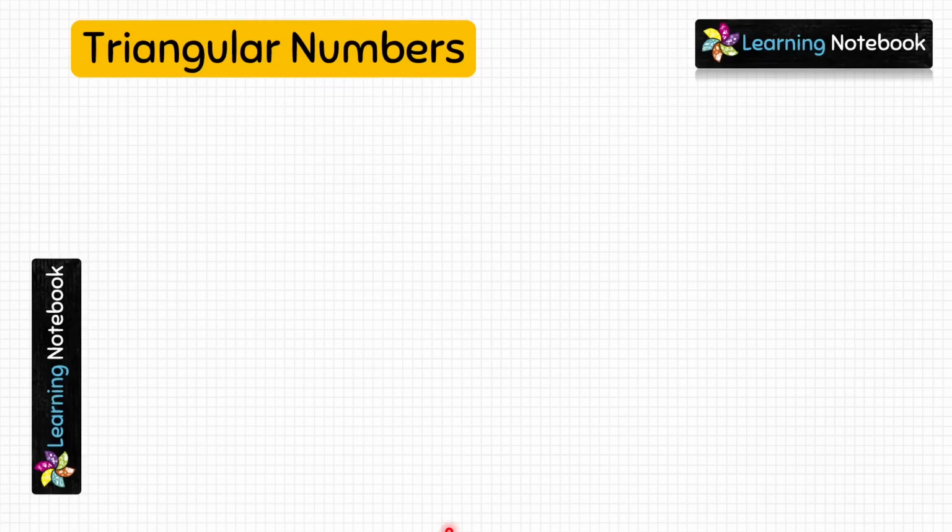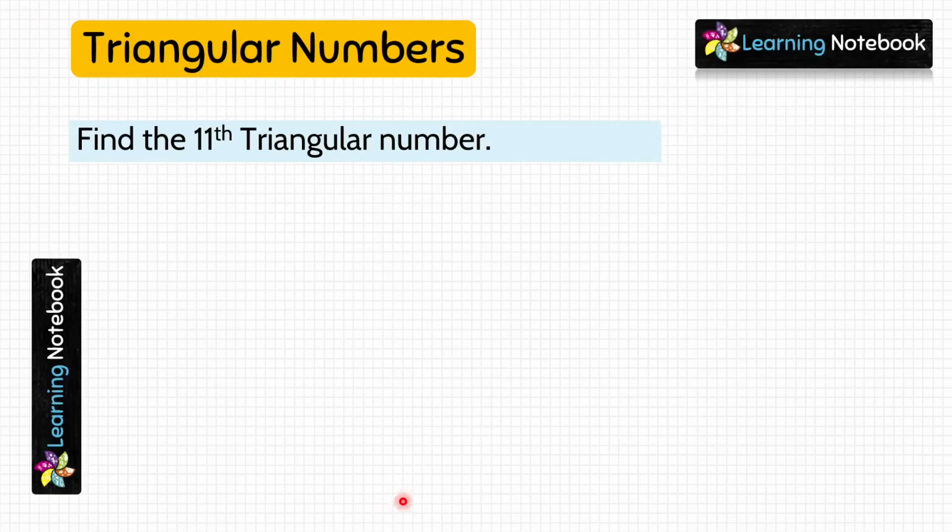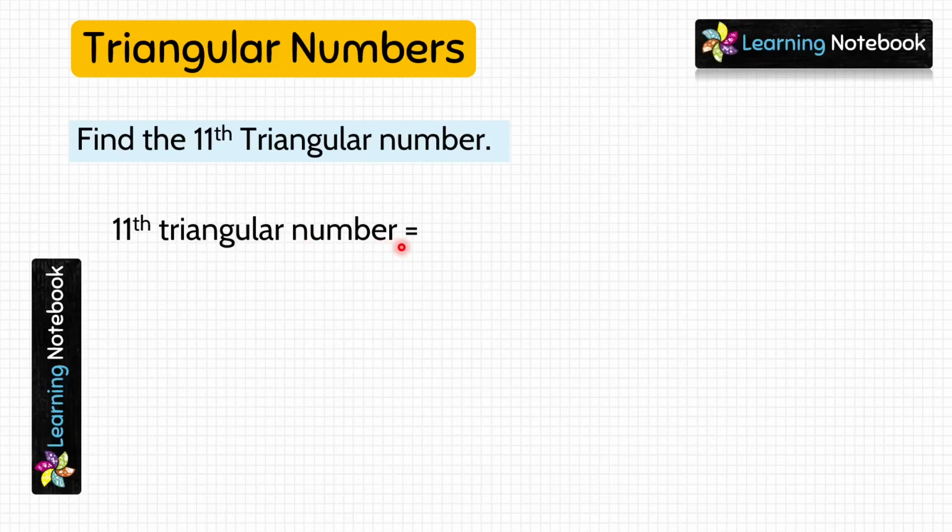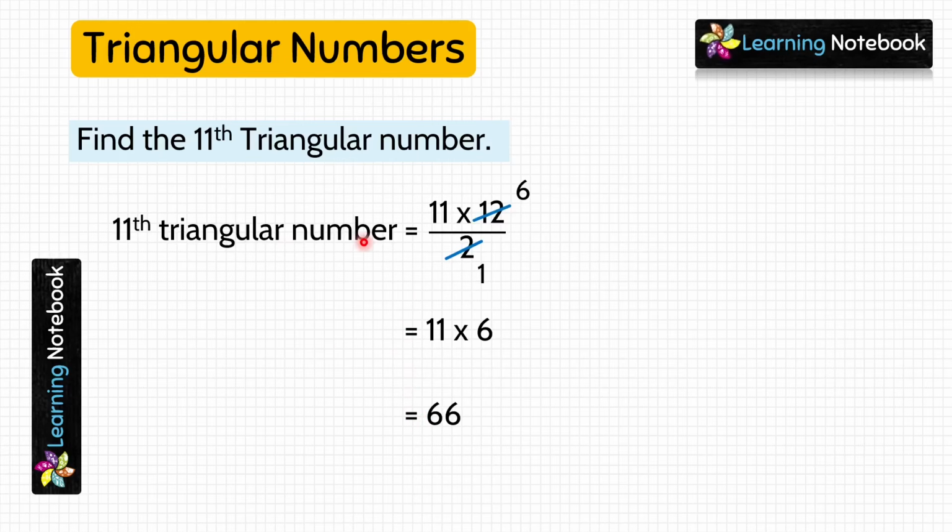Let's do one more question. Find the 11th triangular number. Since we have to find the 11th triangular number, we will multiply 11 by the next number, which is 12, and then divide them by 2. Simplify it. We get 11 into 6, which is equal to 66. So the 11th triangular number is 66.